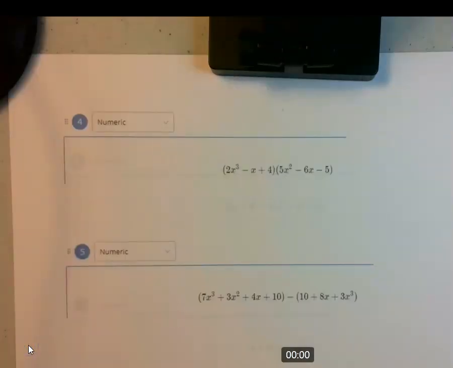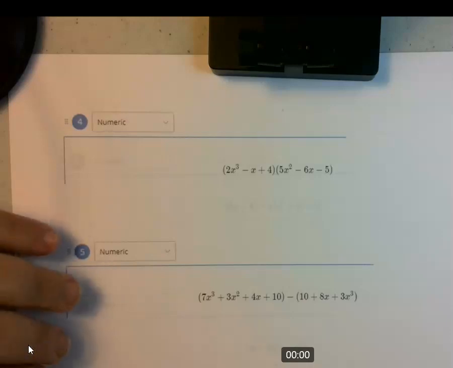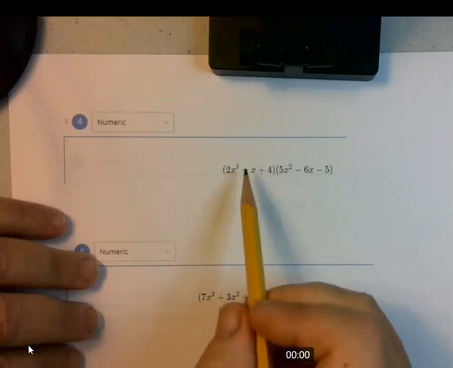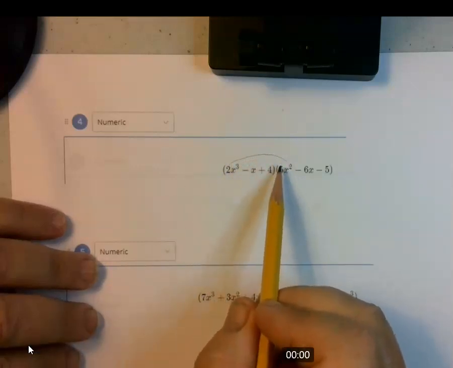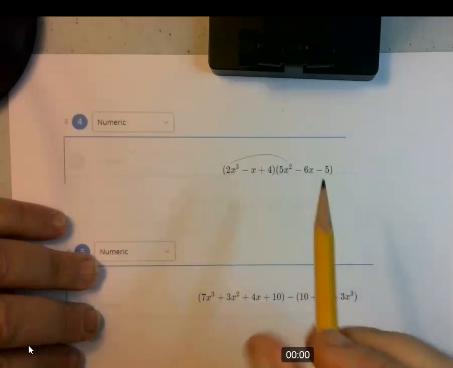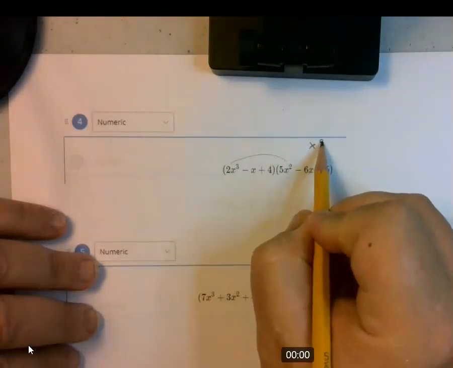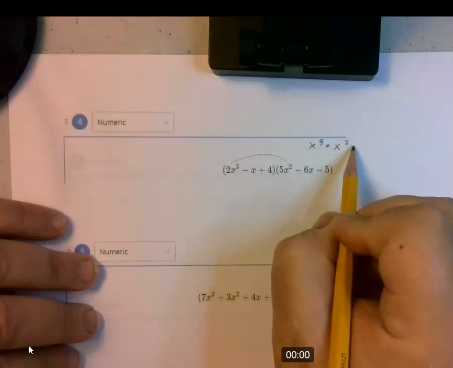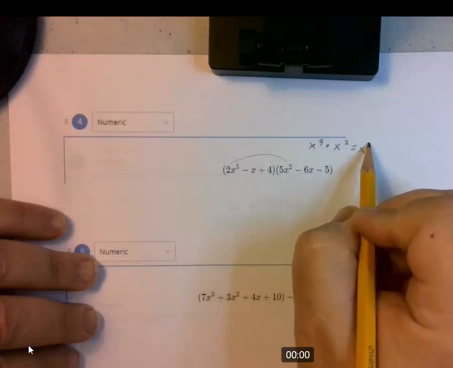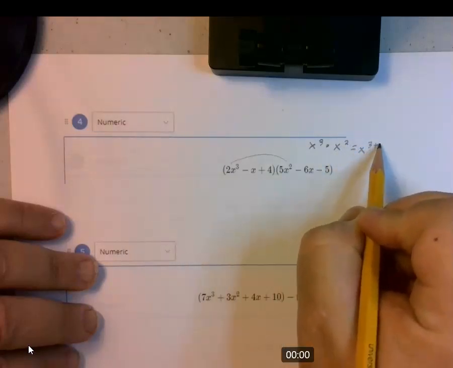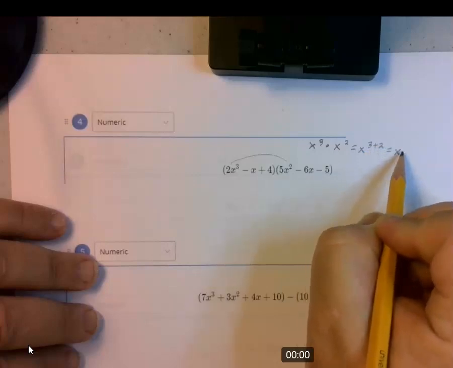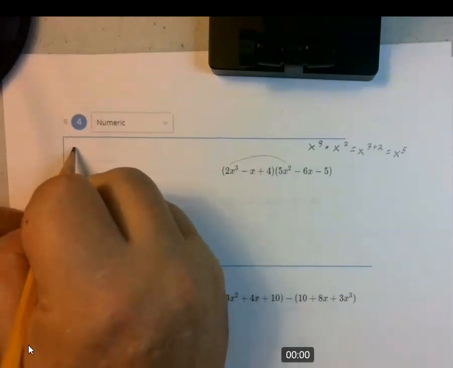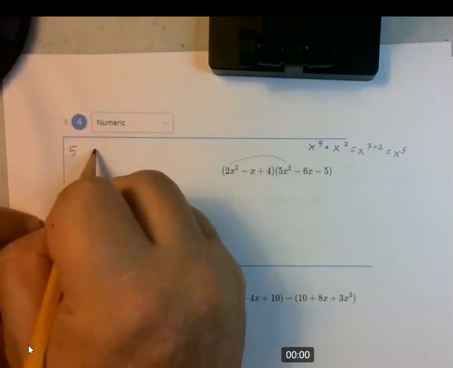Okay, let's go ahead and do number 4. So we see that the highest order term is a 3 there and a 2, and you're going to multiply. So remember how this works. This one goes to that first. So x to the 3 times, the dot is a times, x to the second equals x to the fifth. Remember, we add those two. It's x to the 3 plus 2 equals x to the fifth. Okay, so that's going to be my highest order term. So when I come over here and set up my columns, I'm going to have a 5.